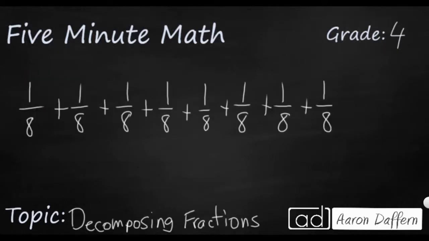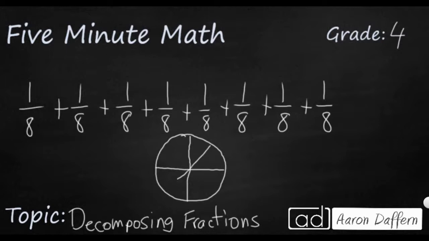Now we're going to start with a string of fractions. In this case, we are adding 1/8 to itself multiple times, and we're going to see if we can find what fraction this represents. So what I'm going to do to keep track of this is I'm going to draw myself a circle, and I'm going to cut it into eighths since that seems to be our denominator here. And so we just cut it into fourths, cut each fourth into half. Now I've got eighths. And so I could just keep track of each of these eighths. I'm just going to shade in one of these eighths, and I'm going to use this picture to help me figure out what the answer is.